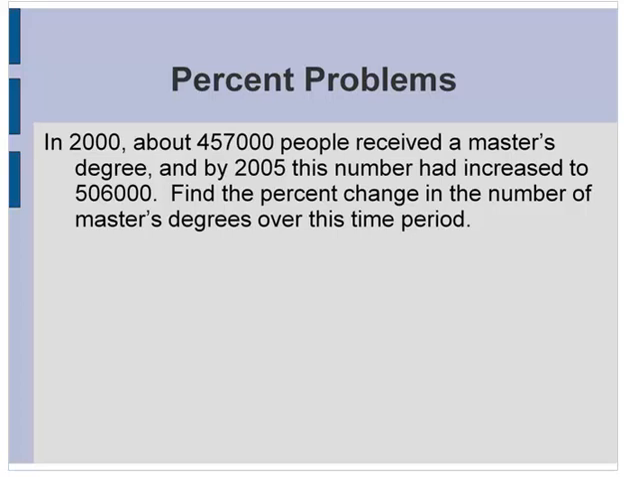So now let's look at a few percent problems. In 2000, about 457,000 people received a master's degree, and by 2005, this number had increased to 506,000. Find the percent change in the number of master's degrees over this time period.